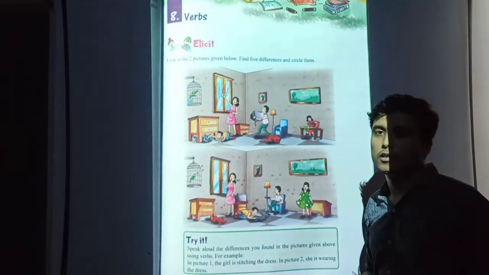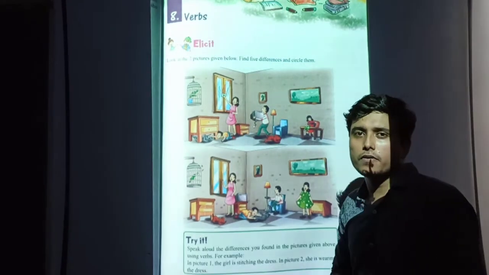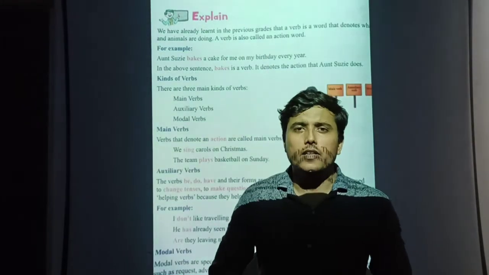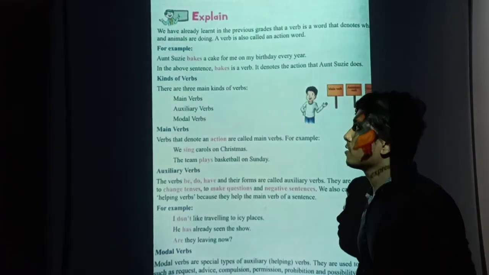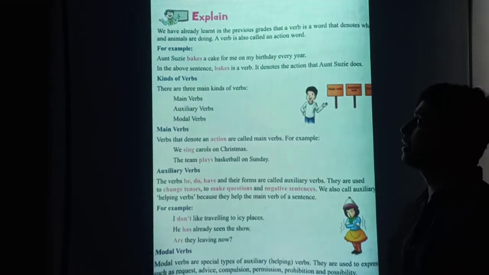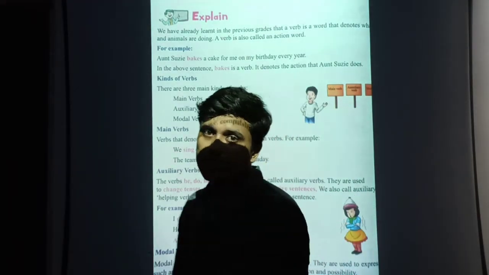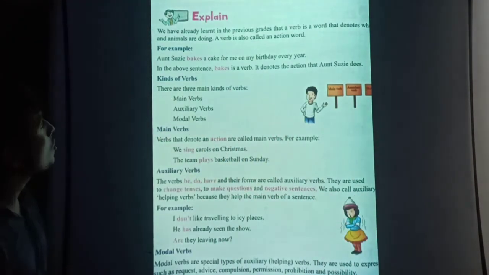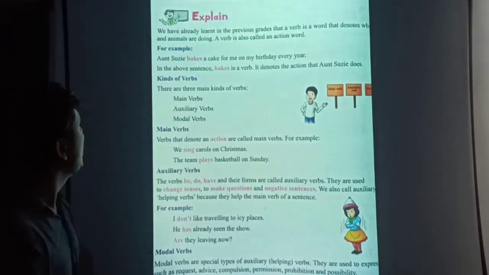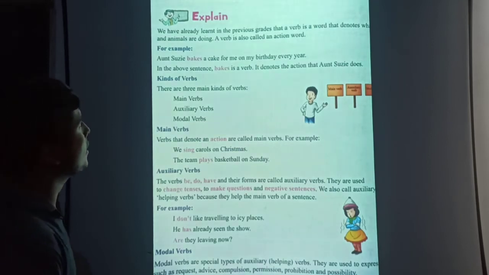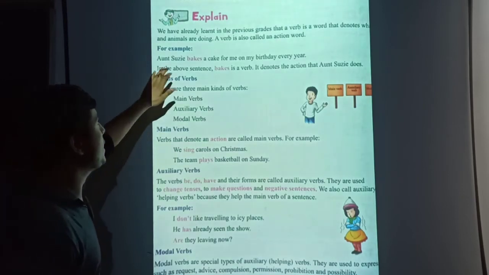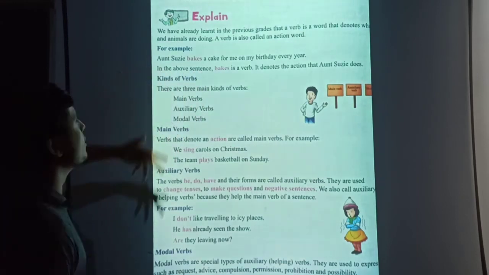Like this we can make out the differences between both pictures. So students, let's move on to the text part of this lesson, which is very important to read and learn. Let's read about what verbs actually are. We have already learned in previous grades that a verb is a word that denotes what people and animals are doing. It denotes action, whatever is going on in a sentence. A verb is also called an action word. For example, Aunt Susie bakes a cake for me on my birthday every year. Now she bakes a cake for a boy every year.